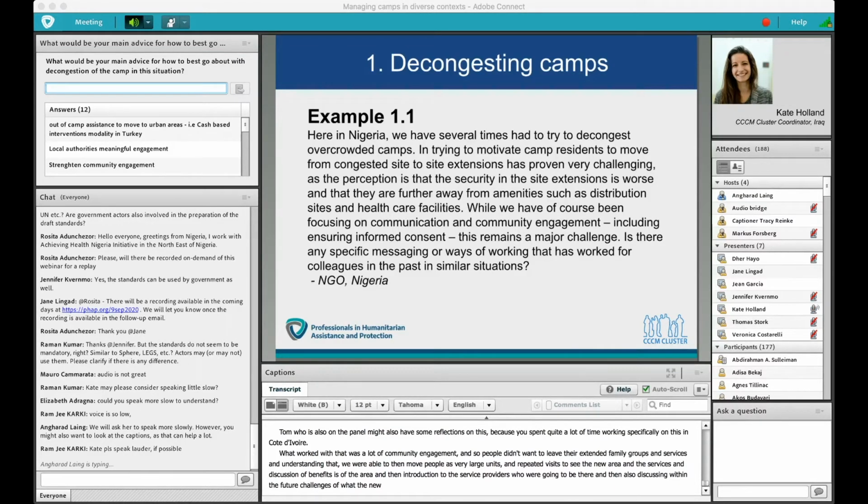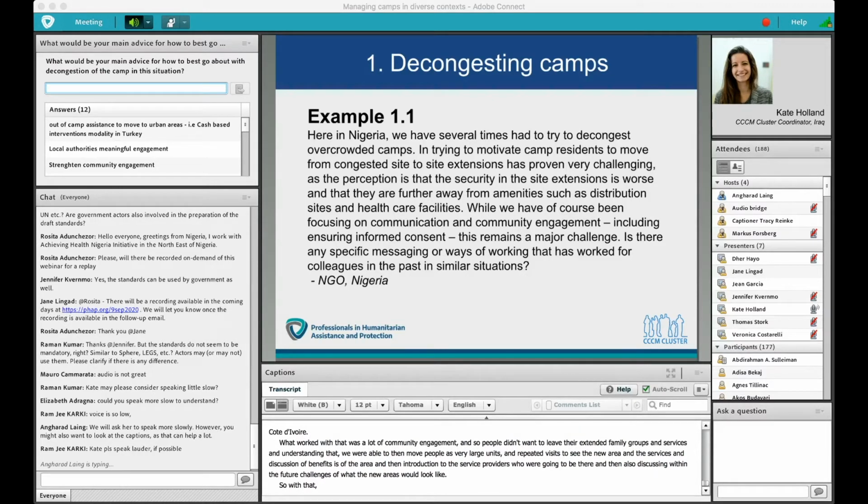So with that, I would hand over, I guess, either to Tom to continue on the Cox's Bazar example, or back to you and Harrod.